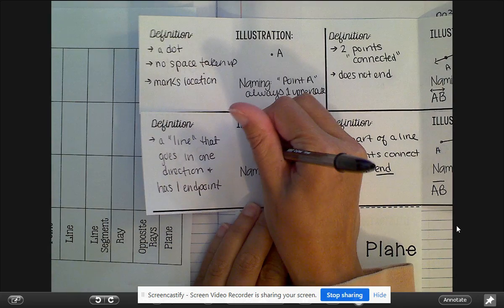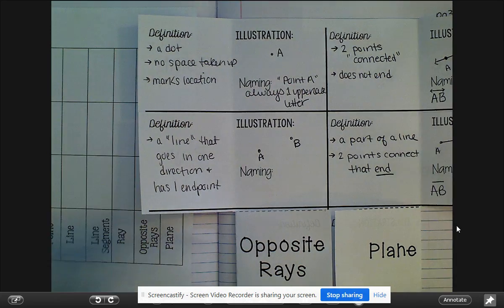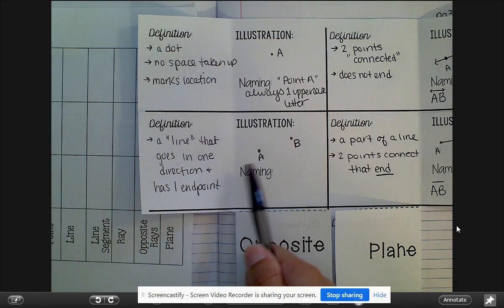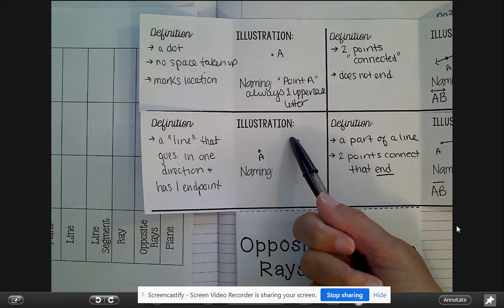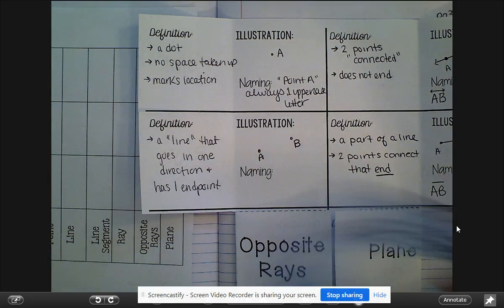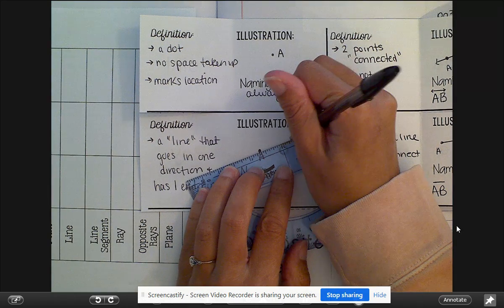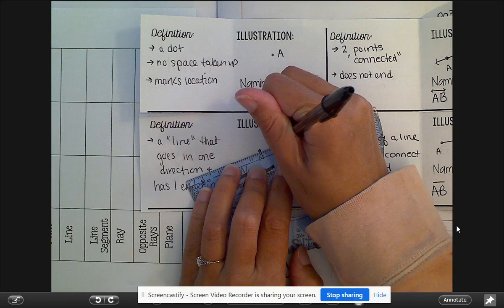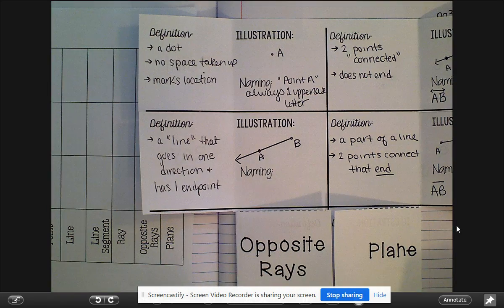Okay, so I still need 2 points because it's still kind of a line. So maybe I have my points A and B again. And then it doesn't matter how a ray is drawn. It could have an endpoint at A and continue through B. It might have an endpoint at B and continue through A. Just depends on the ray that we're talking about. I'm going to draw my ray so that it ends at B and goes through A like this.